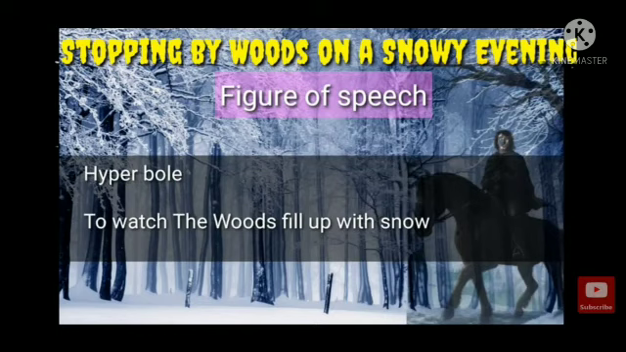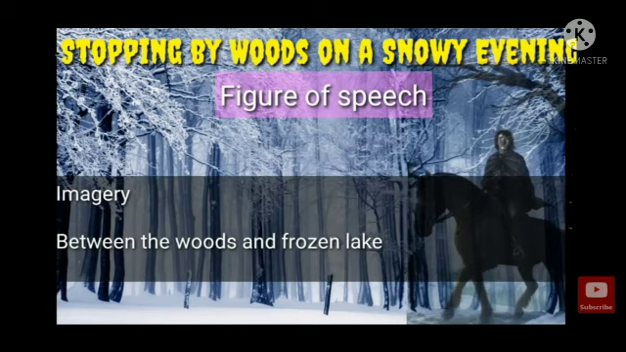Next is hyperbole. Hyperbole is an exaggerated statement. Here the line is, "To watch his woods fill up with snow." Fill up with snow, meaning the woods covered with snow, is a deliberate exaggeration in the poem, so it is hyperbole. Next is imagery. Imagery is used to make readers feel things through their five senses. The poet has used images for the sense of sight, such as woods, house, lake. Here, an example of imagery is "between the woods and frozen lake."